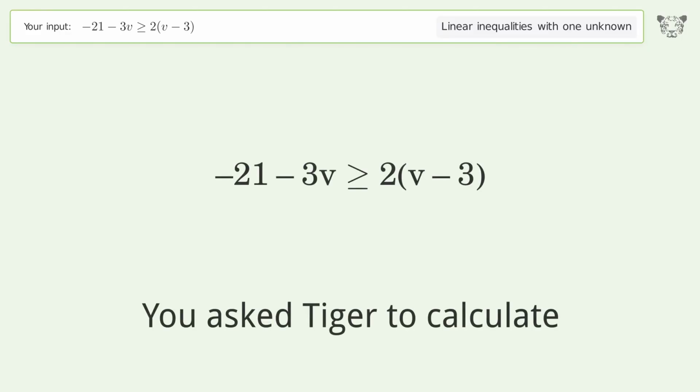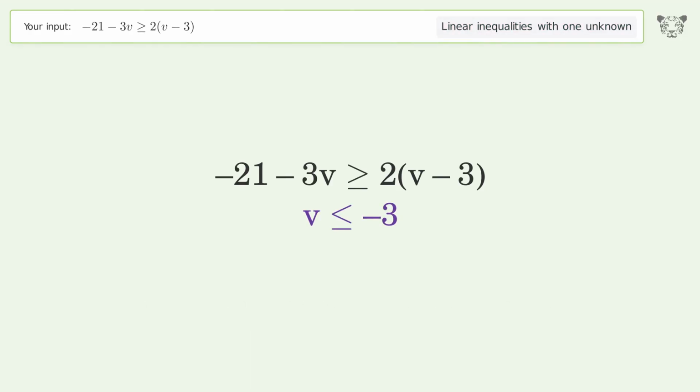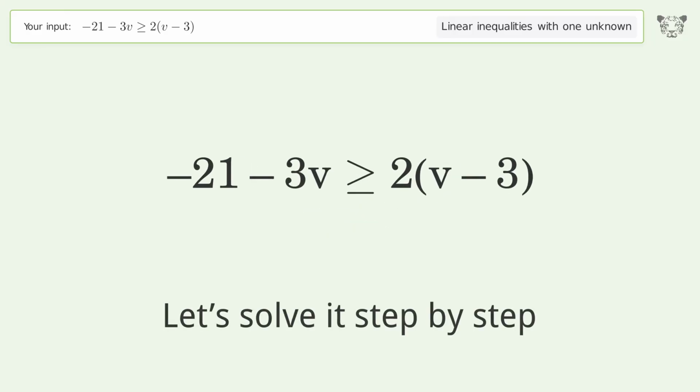You ask Tiger to calculate. This deals with linear inequalities with one unknown. The final result is v equal or smaller than -3. Let's solve it step by step.